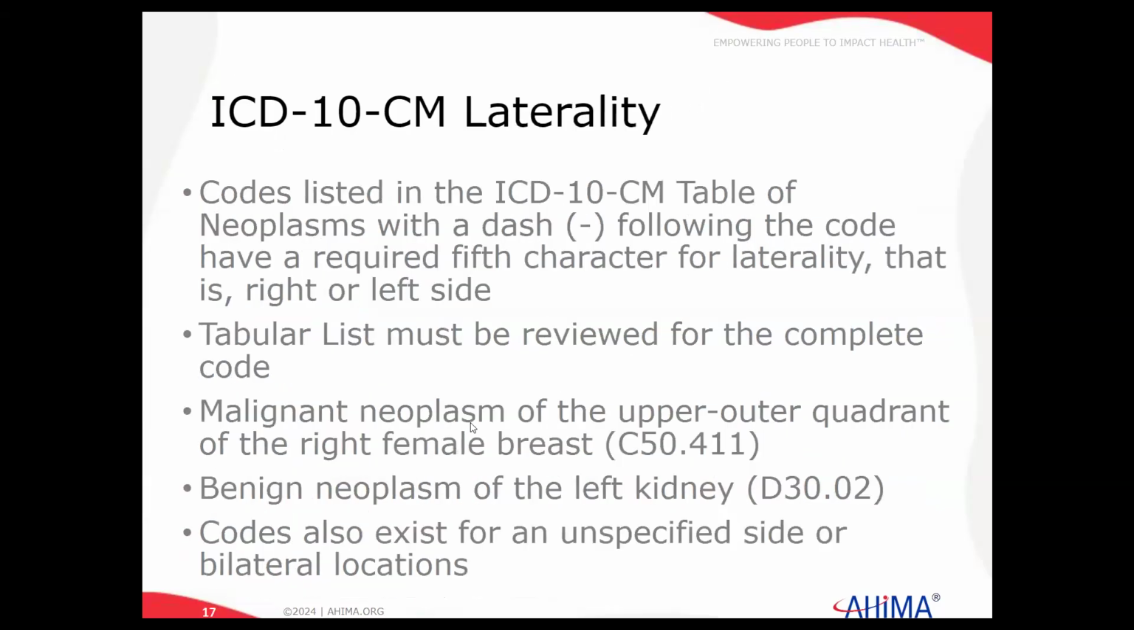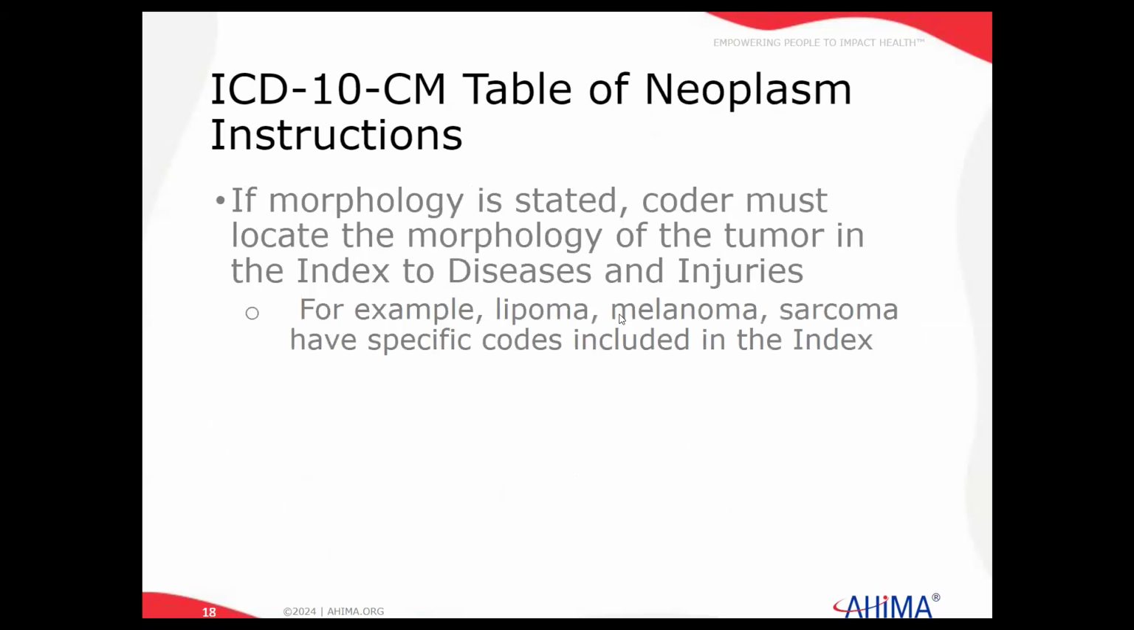And again, as we talked about, we always need to validate the tabular. When you see something in the alphabetic index with a dash, that's a cue that we need to pay special attention. In this case here with C50.411, the 1 is going to tell us whether it's the right female breast or the left. Likewise, benign neoplasm of the left kidney, we look at that 4th character of 0, and it's going to tell us it's on the left. We also have codes for unspecified or bilateral locations.